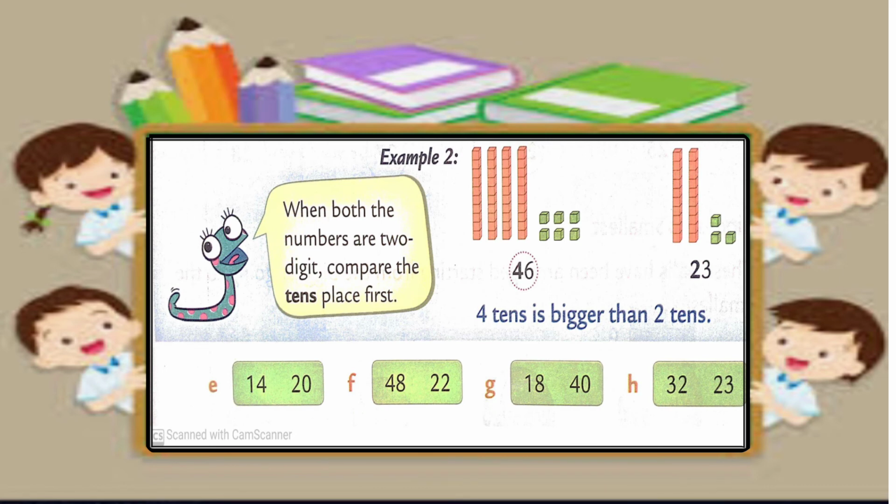Number E, 14 and 20. By observing this, we can say that 20 is the bigger number. We have to make a circle around it. Number F, 48 and 22. Observe it and tell me which is the bigger number. Yes, 48 is the bigger number. So let's make a circle around it.